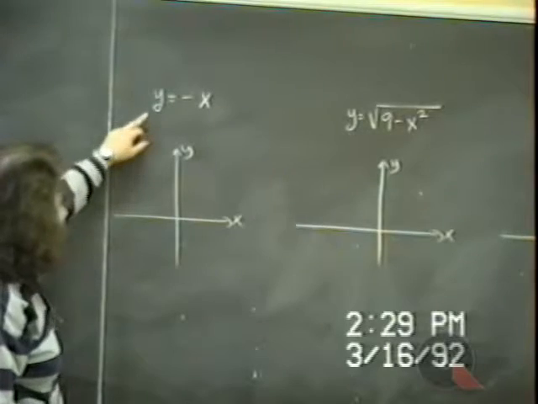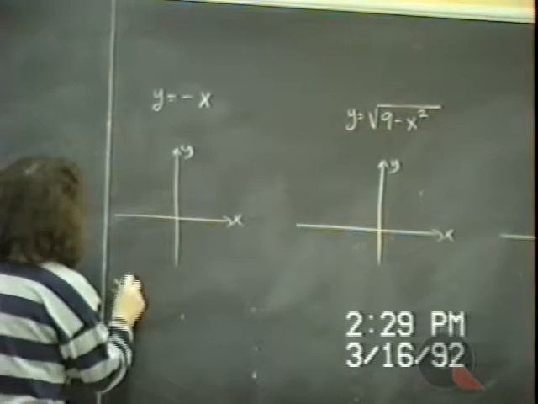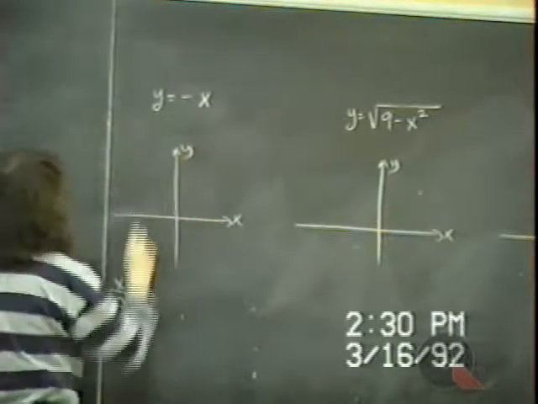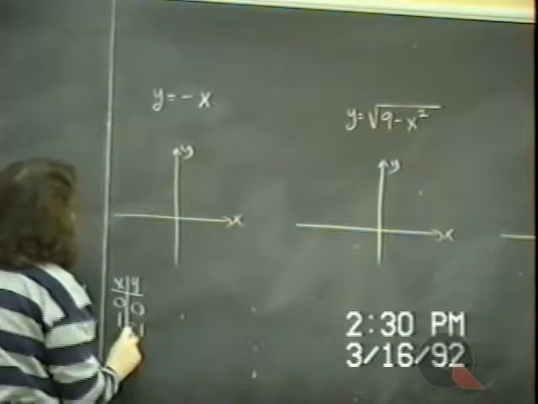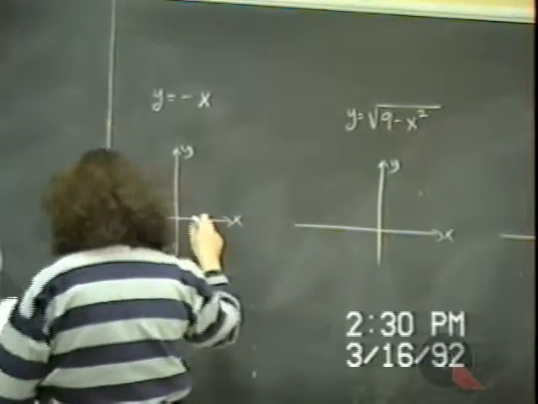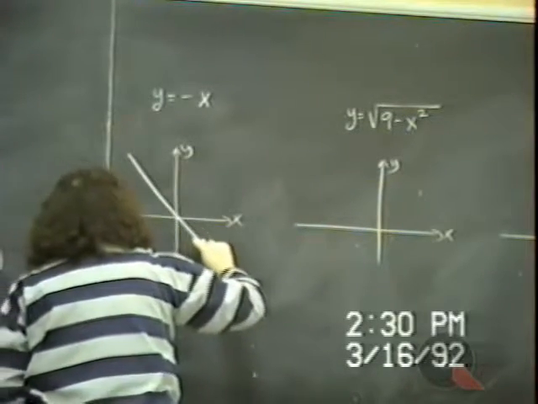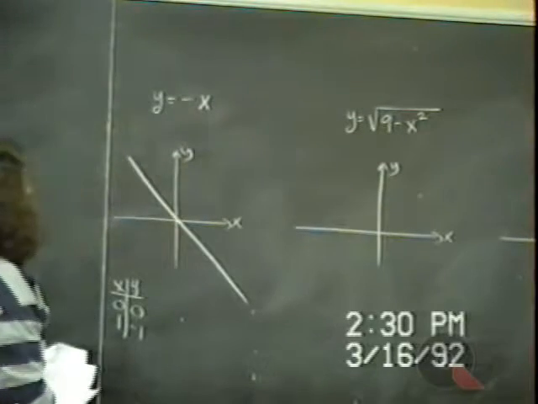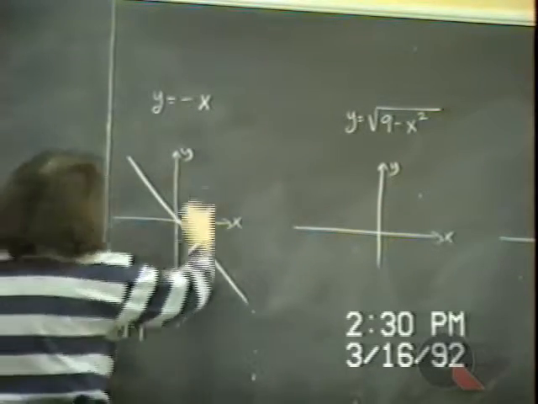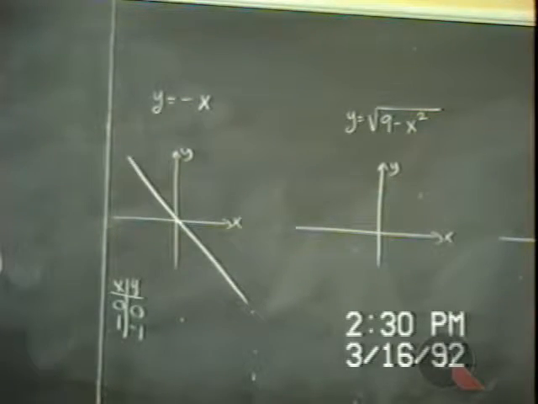Right here we have the equation of a straight line. If x is 0, y is 0. If x is 1, y is minus 1. 0, 0, 1, minus 1. This is a straight line which cuts across like that. Okay, y equals x is the 45-degree line. This is like the 135-degree line.